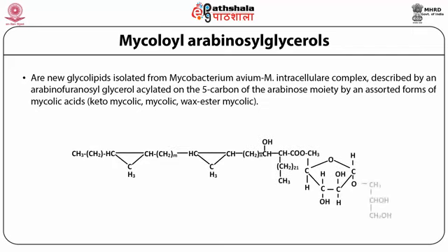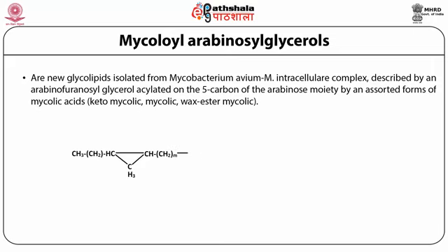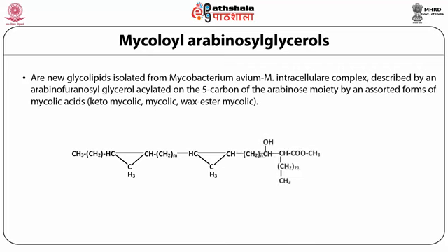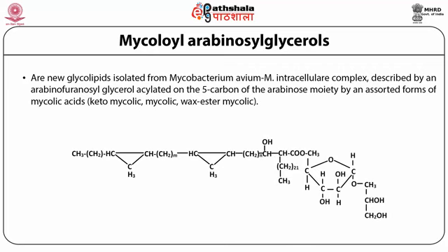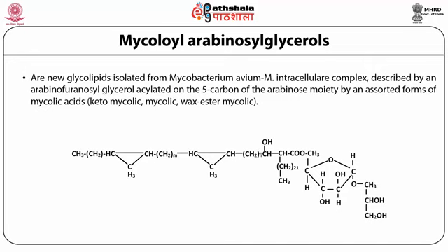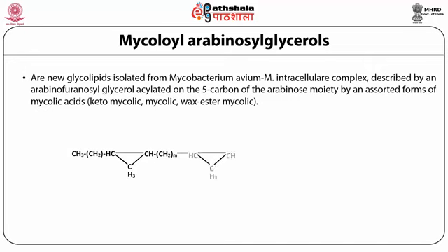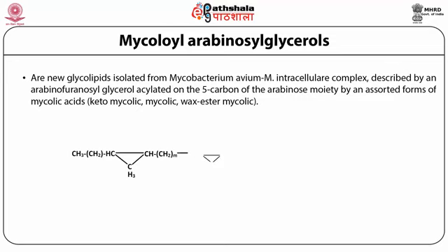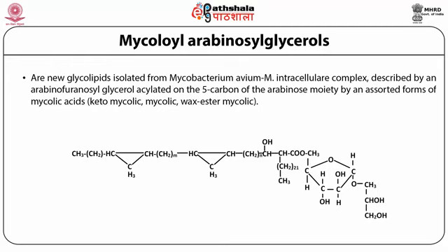The characteristic feature of this glycolipid is described by an arabinopyranose glycerol which is acylated on the 5 carbon of the arabinose moiety by an assorted form of mycolic acid. And these mycolic acids may be the ketomycolic acid, simple mycolic acid, or maybe the ester form of mycolic acid.